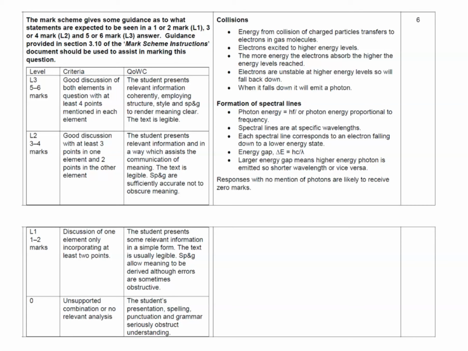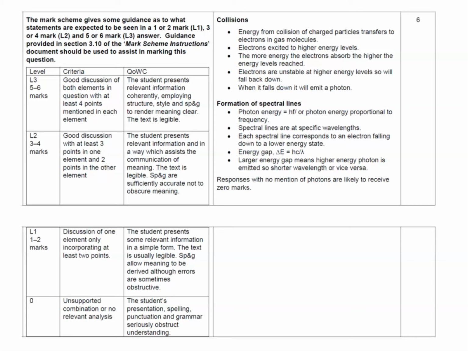They're unstable, so they will eventually de-excite or decay back down to a lower state, and when it falls down it will emit a photon. Once again, I wasn't too worried about which state it falls back down to. Some people said ground state, some people said another lower state. The main thing is it's a lower state. Okay, so potentially any 4 of those points would get you into a good answer bracket, and for good answers I was giving half marks.